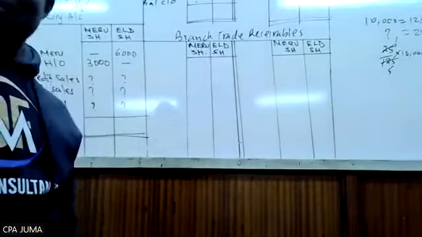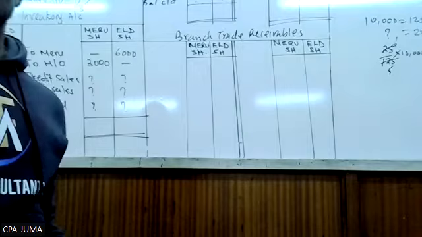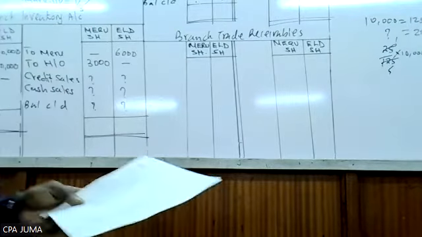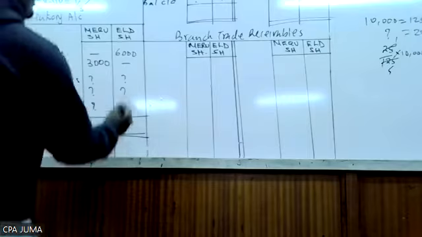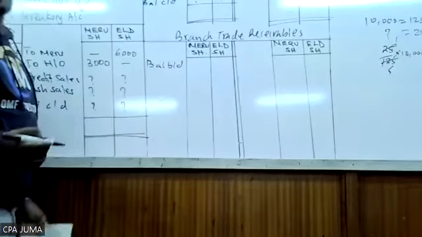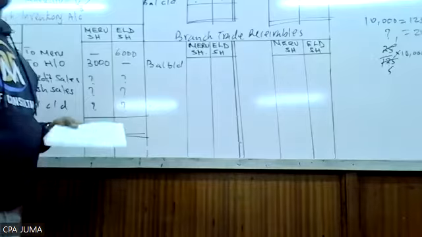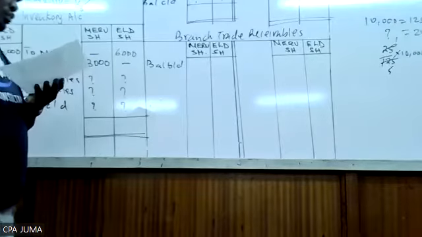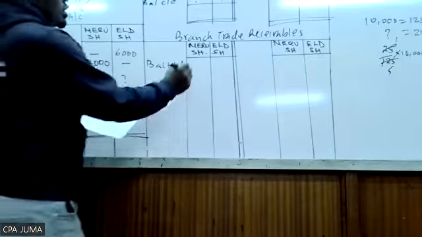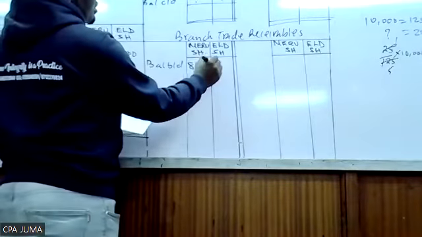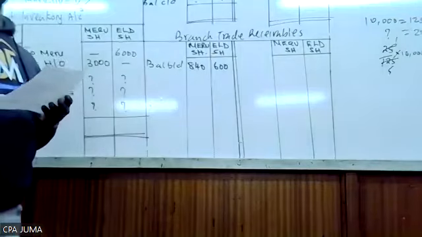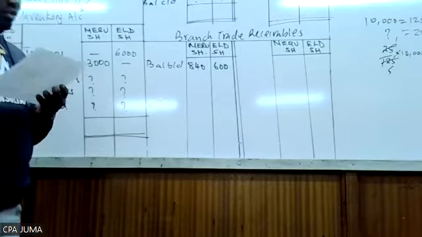Please just master small things in branch. I don't know why many students fear branch, but it's not hard. When you concentrate and you listen, it's not hard. Balance brought down. This is debtors account. So how much was the balance brought down? 840,600. Can we come from top to check anything affecting debtors?